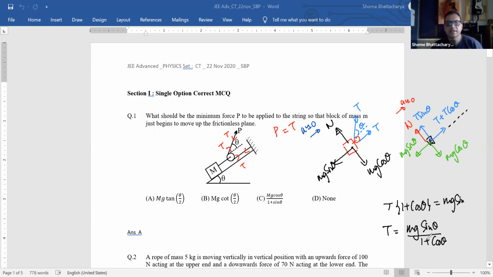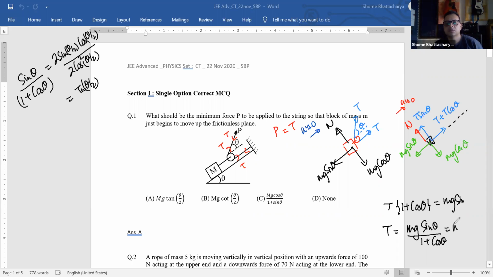Now see, none of the options are directly matching, which means that you have to reduce this. Okay, so this is where your trigonometry comes in. So sin theta upon 1 plus cos theta, how will we reduce this? We will write this as 2 sin theta by 2 cos theta by 2 upon 2 cos square theta by 2. So this will become tan theta by 2. So ultimately this becomes mg tan theta by 2.